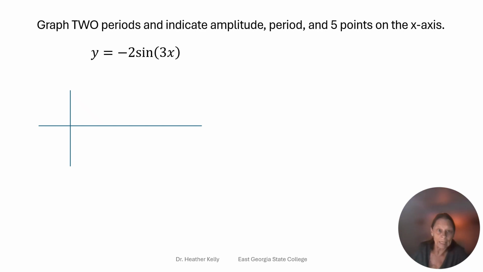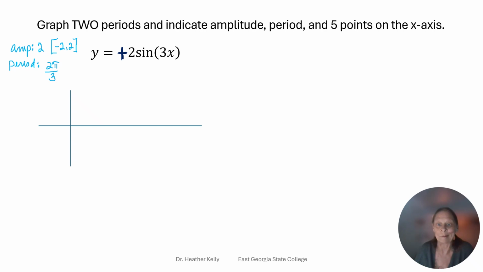Graph 2 periods and indicate the amplitude, period, and 5 points on the x-axis. I was crazy with all of these, flipping them over. I'm going to change this to just a plus. I'm tired of flipping them over. My prerogative. All right, so we're going to get our amplitude, and our amplitude here is 2, which means our range is going to go from -2 to 2. And our period here is 2 pi divided by 3. Ooh.